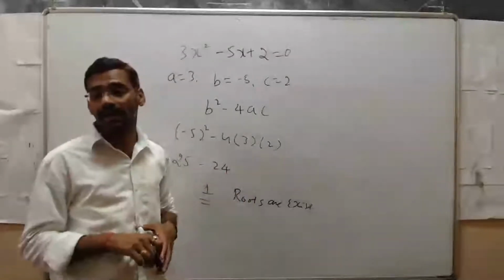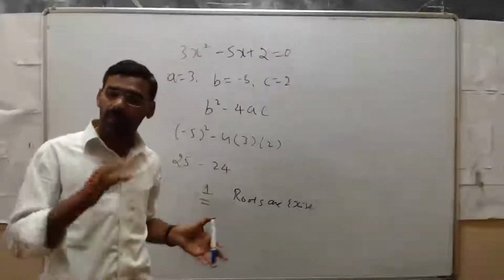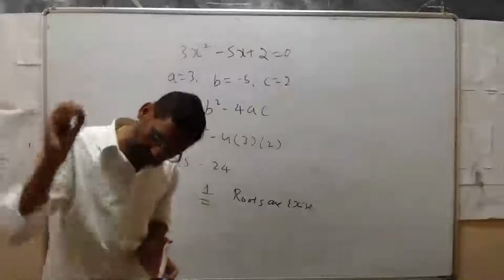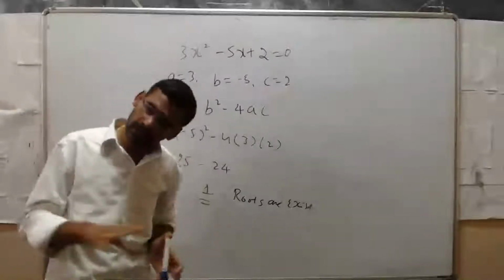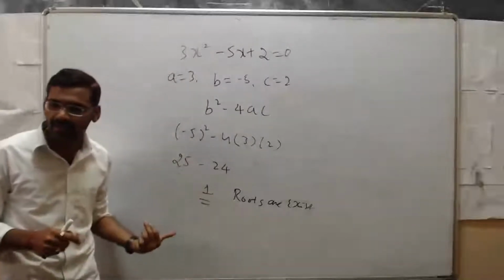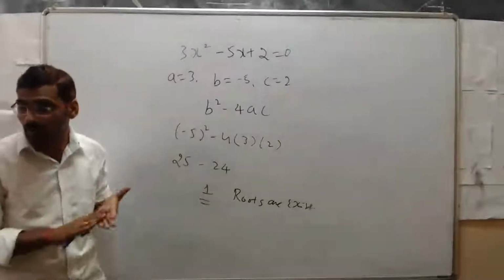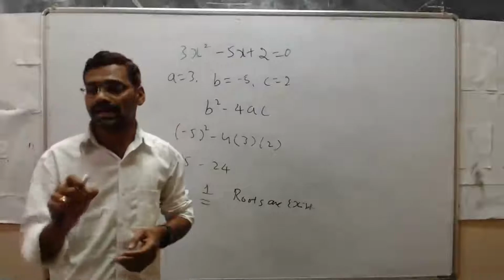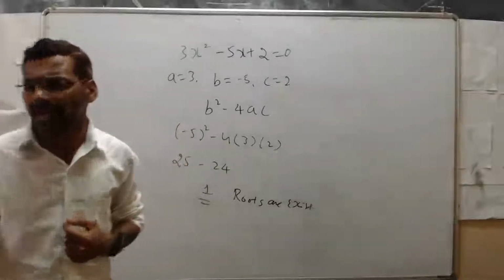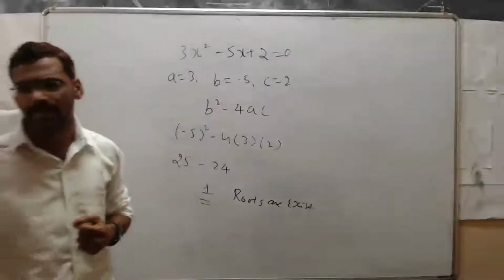Sir, what if it is 0? Yes, 0. If the b square minus 4ac value is 0, then yes, the roots exist. If the value is 0, roots exist. It means 0 or positive: if b square minus 4ac value is 0 or positive, roots exist. If b square minus 4ac value is negative, roots do not exist.